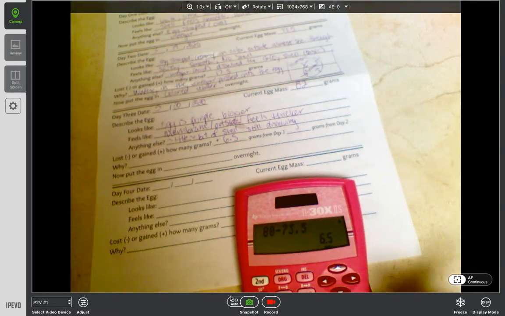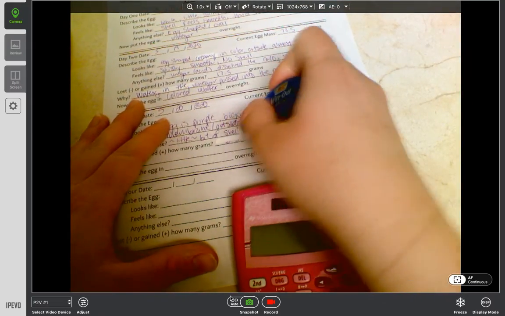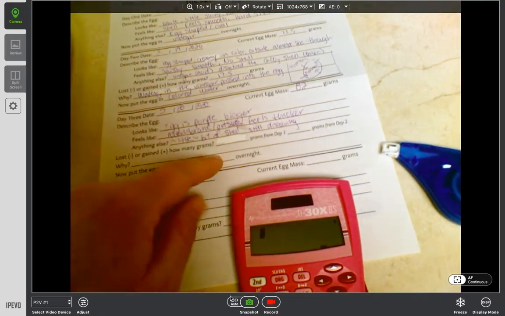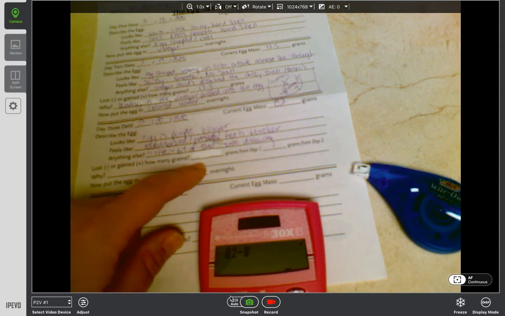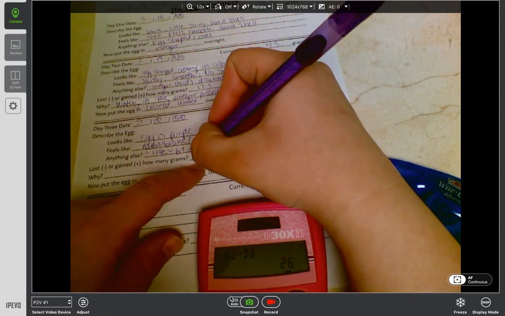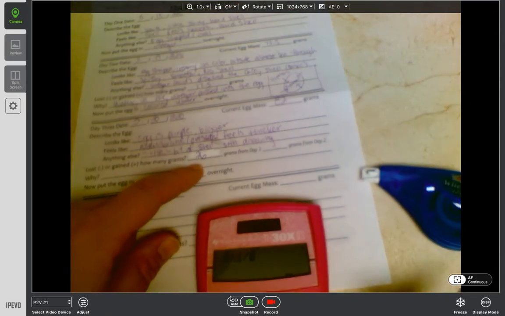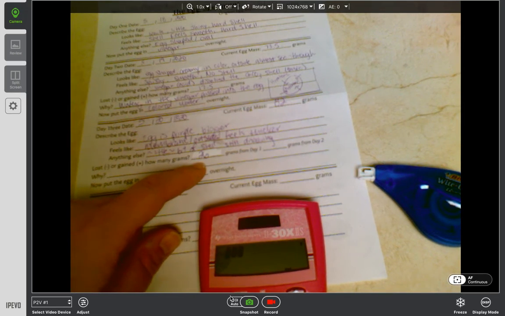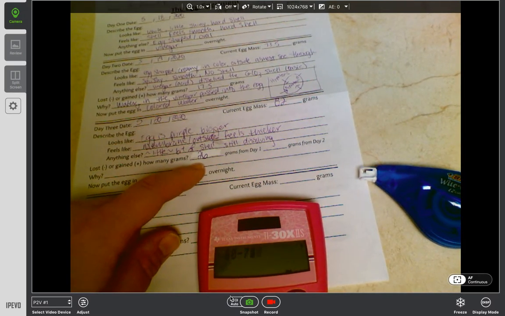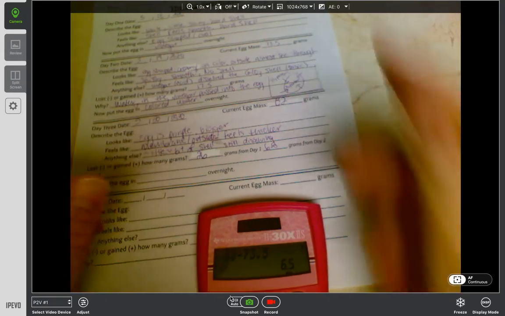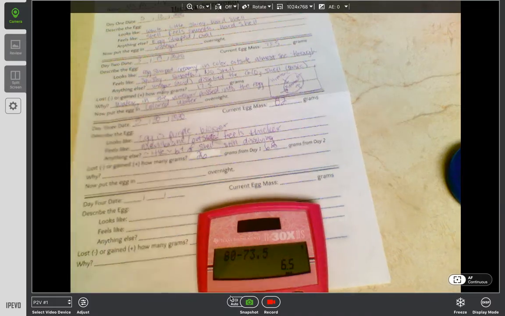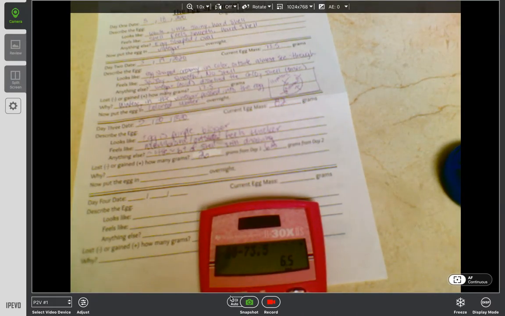day one. Oh boy, this is why I have the whiteout. I have them in the wrong spots. So from day one was 56 grams. So from where the egg originally started, the egg has gained 26 grams. It's one night total. This is where it's going to be our 80 minus our 73. So overnight, it gained 6.5 grams. So total, it's gained quite a bit of weight, which is pretty cool.